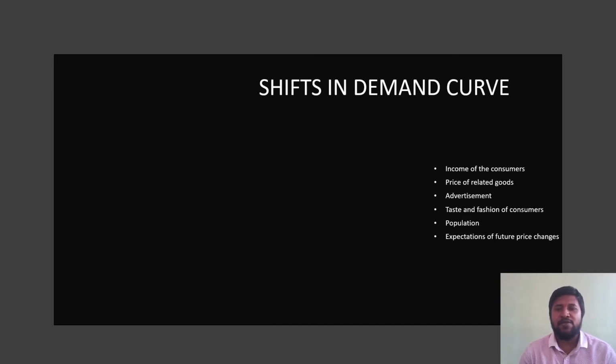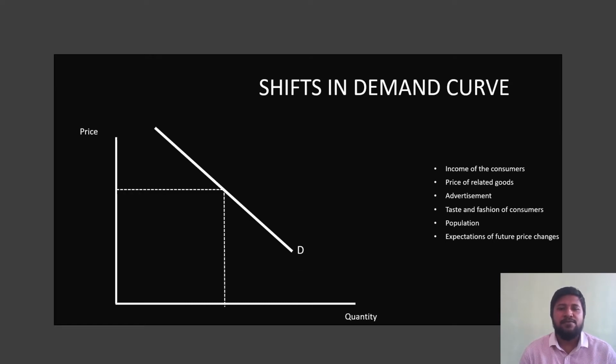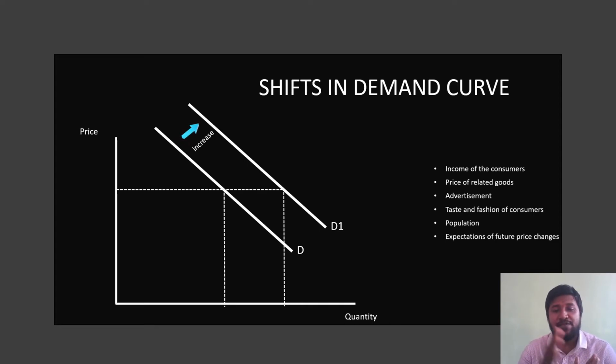So before moving on to the detailed explanation of these factors, we will see how the shifts in demand curve are illustrated. This is the initial demand curve, and always remember that when there is an increase in demand, it causes the demand curve to shift to the right. That means when the demand curve shifts to the right, or outward, it is called increase in demand.